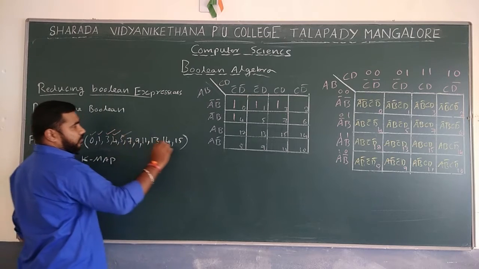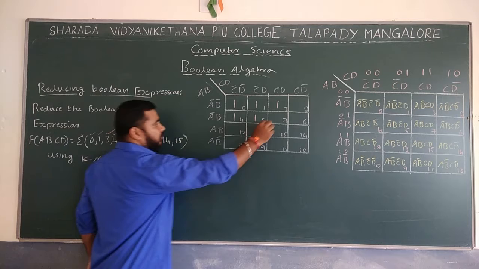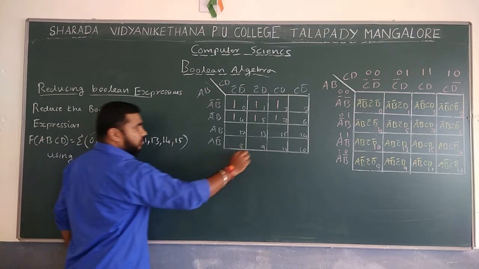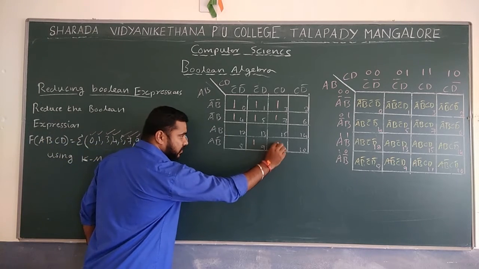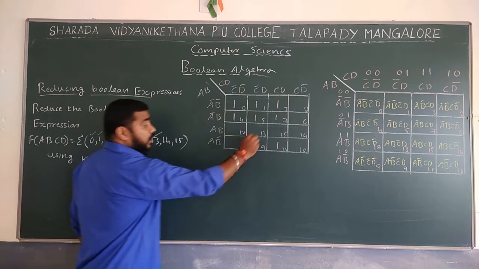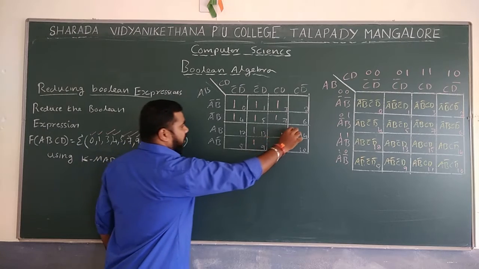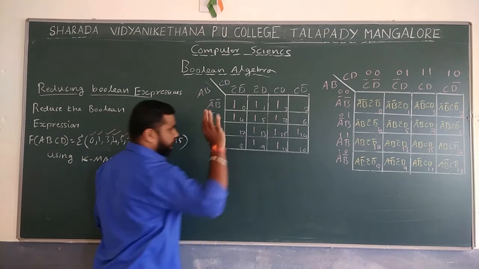Next one is 5, go for 5, mark that as 1. 7 is given, go for 7, mark that as 1. The next one is 9, go for 9 and mark as 1. Next one is 11, so mark this one as 1. Next one is 13, go for 13 and mark that as 1. Go for 14 and mark that as 1. And finally 15, mark this one as 1.